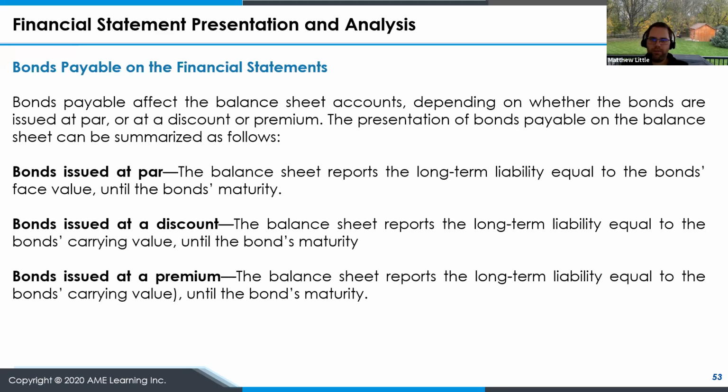So bonds payable on the financial statements, how it's presented is if the bonds are issued at par, the balance sheet reports the long-term liability equal to the face value. So it's $100,000 forever. If it's at a discount, it's always based on the bond's carrying value, or at a premium, it's always at the bond's carrying value. So if it's issued at a premium, the value would be higher, slowly decreasing. If it's at a discount, it's lower and slowly increasing over time.